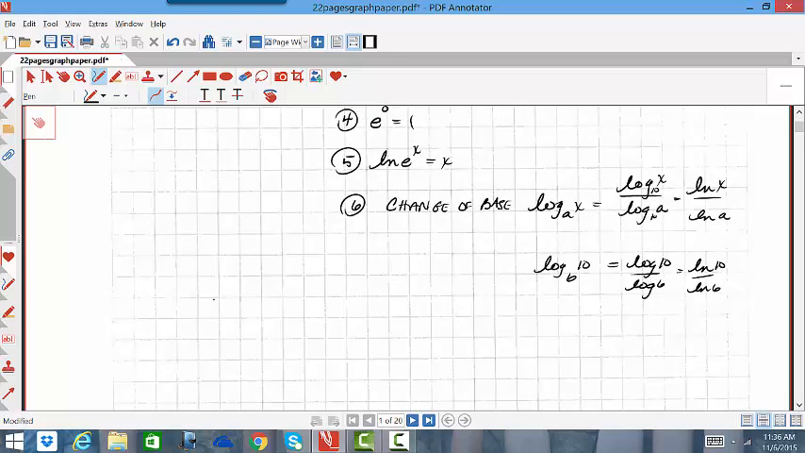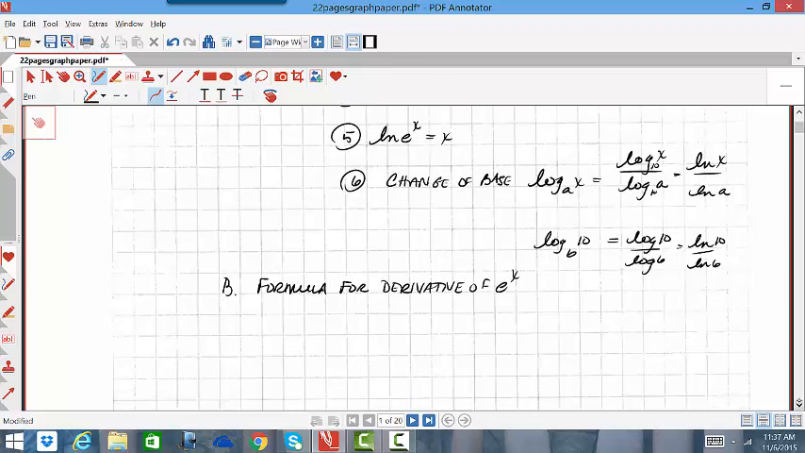Okay, so now let's go in and start taking the derivative. So we're going to start with our formula for the derivative. These are all in your textbook. Okay, formula for the derivative of e to the x. This is a pretty simple formula, and it's really quite easy to apply.